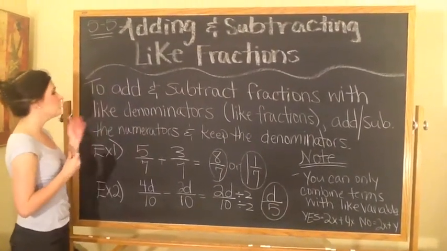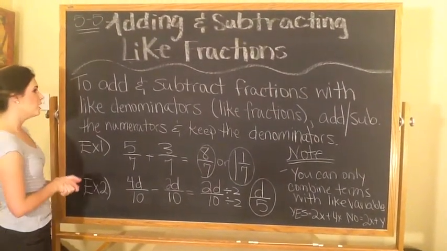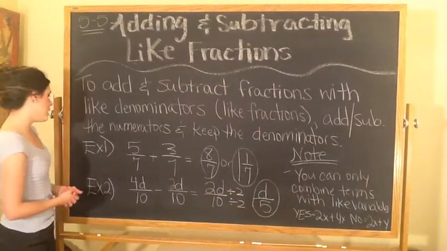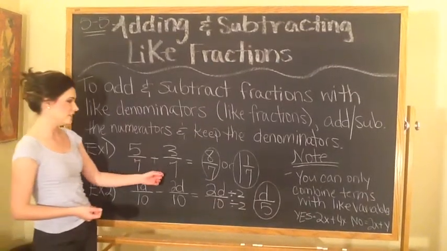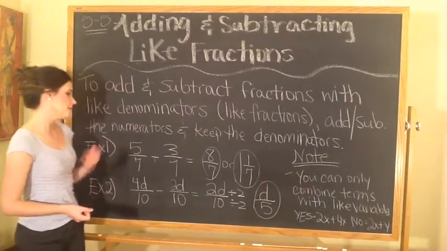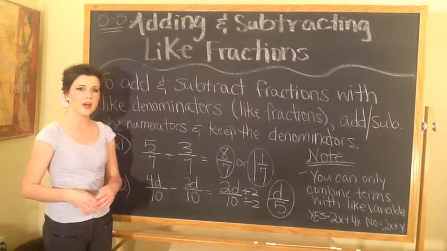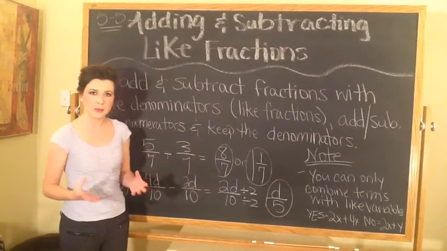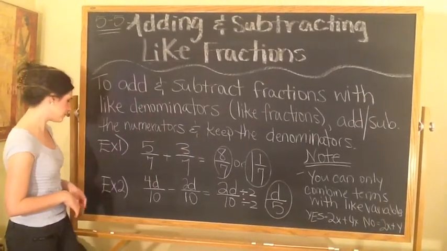To add and subtract fractions with like denominators, or like fractions, just add and subtract the numerators and keep the denominators the same. One example is 5/7 plus 3/7, which is going to give you 8/7, or 1 1/7. The reason we don't change the denominator is that we're talking about this many out of this number. Since both of them are talking about out of the same number, we can compare them. So that's why we can just add our numerators.